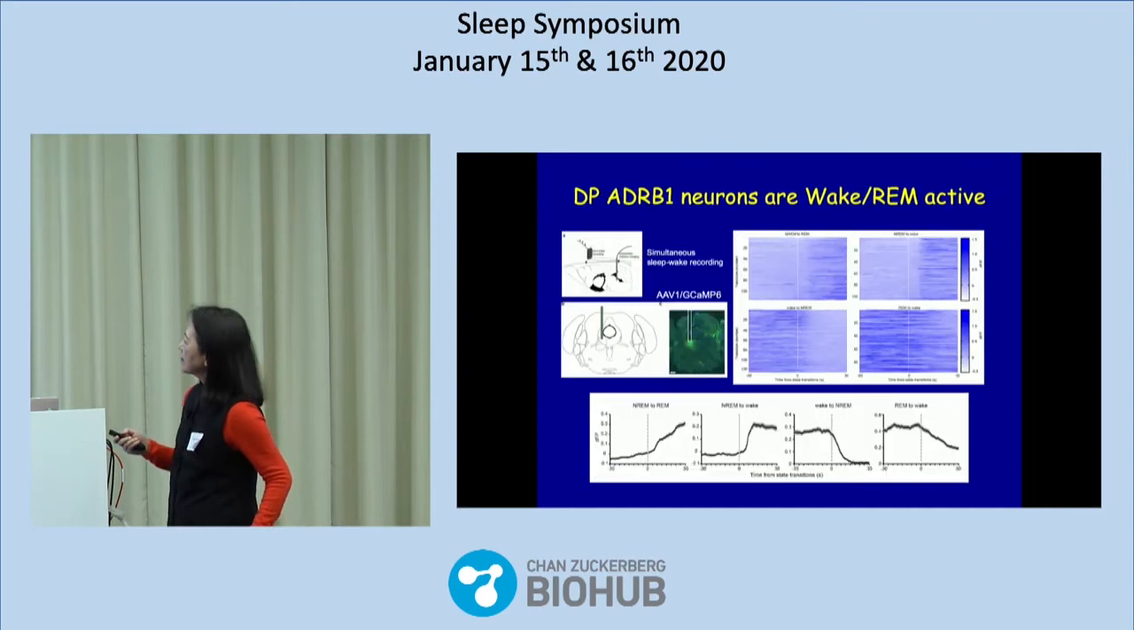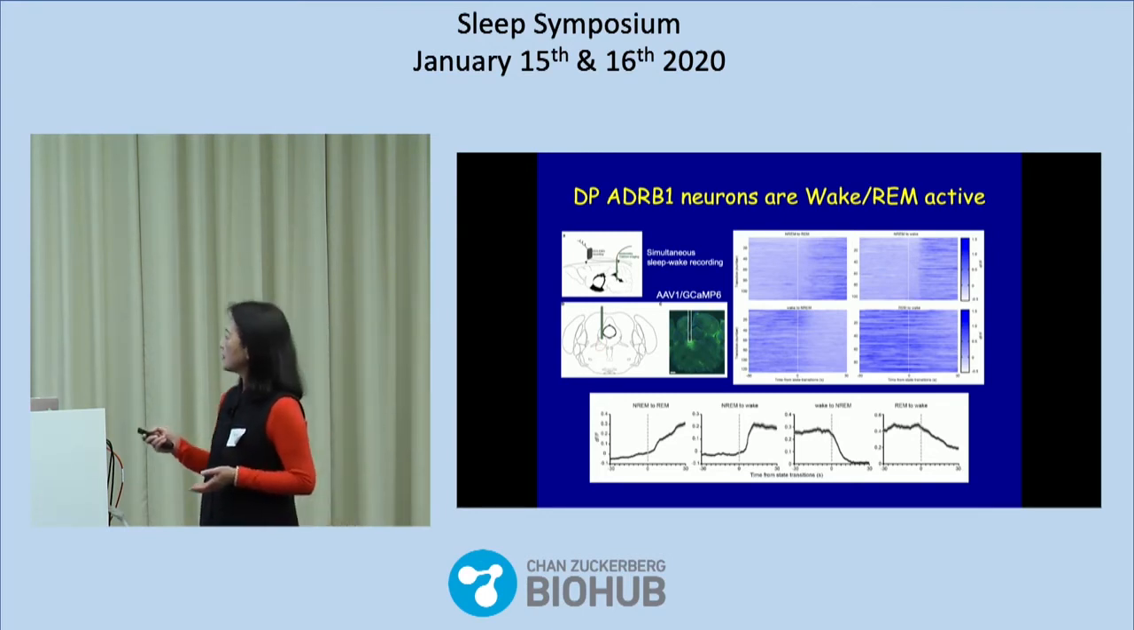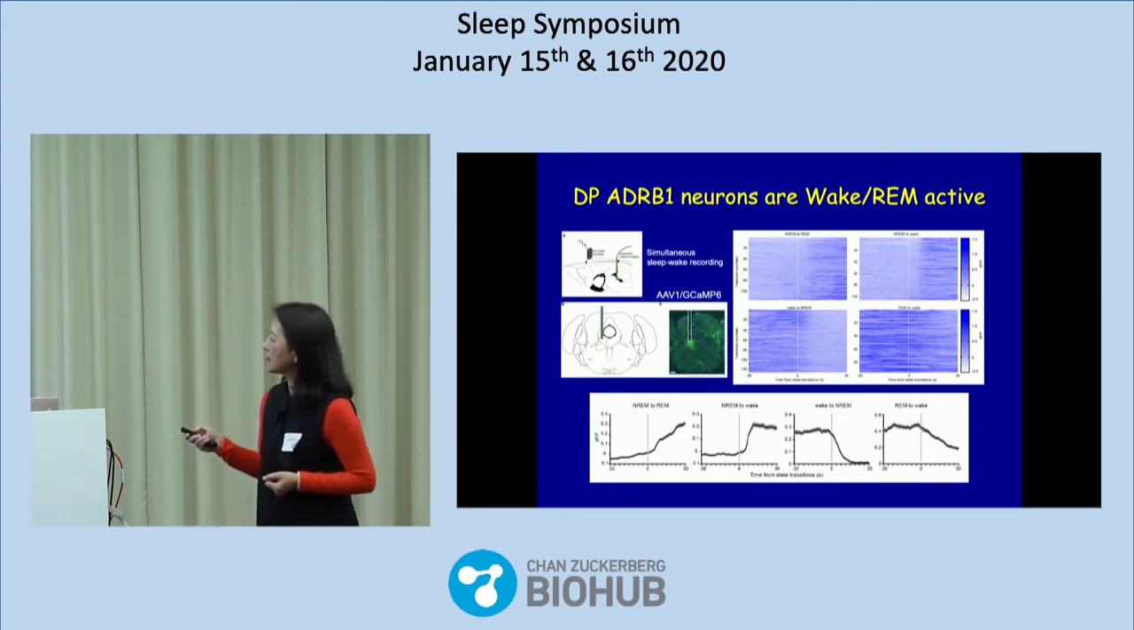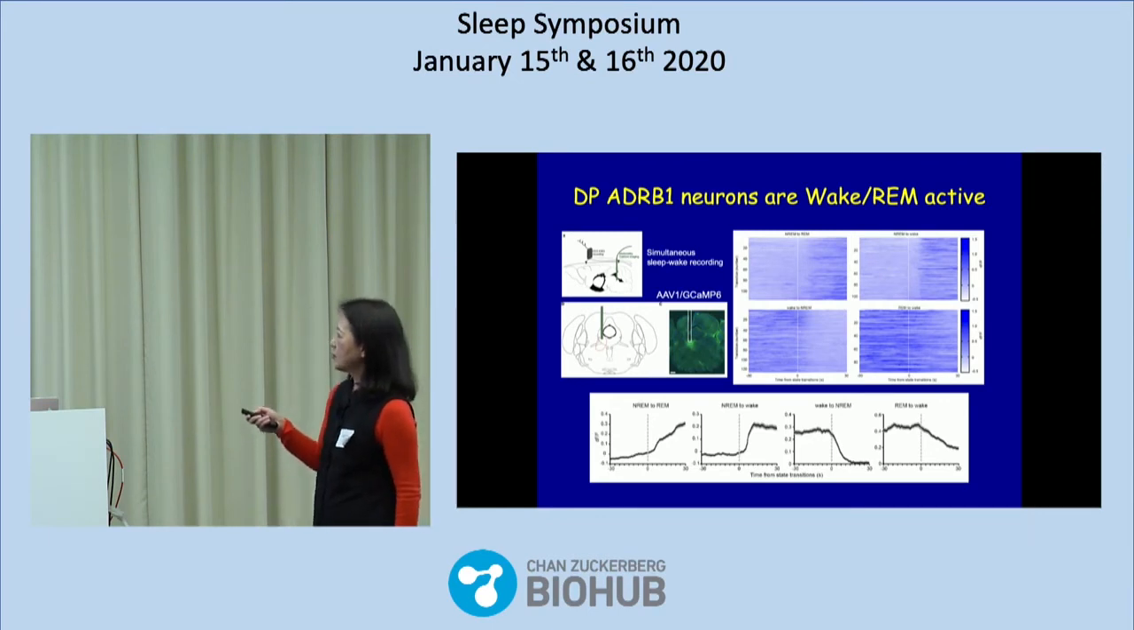So the first question he wanted to address was, how does ADRB1 neuron activity correlate with sleep and wake? He decided to use fiber photometry to record the calcium activity and the EEG simultaneously. He put the optic fiber probe and EEG electrode into the same mouse so he can record the brain neuron activity with the sleep simultaneously.